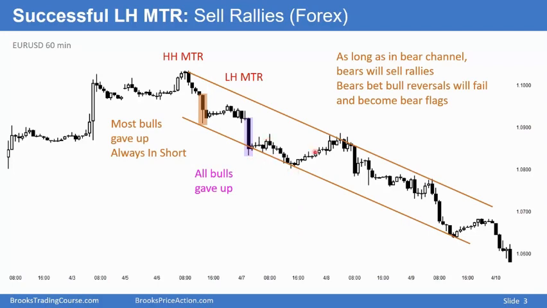The bears will bet that every one of these reversals up will fail and become bear flags. Even one like this with a lot of bars in it. Where are the consecutive big bull trend bars? Where are bull bars big like this and like this? The bulls are not doing enough yet to reverse the bear trend. All of these reversals are probably minor and become bear flags.